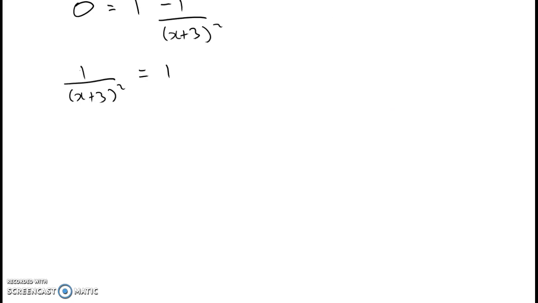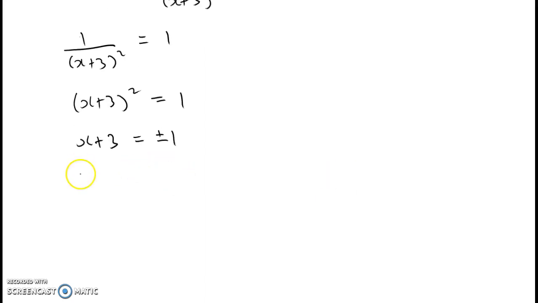Let's tidy that up a bit. We'll get (x + 3)² = 1. So if I multiply that with the 1 on the other side of the equal sign, then we'll get x + 3, square root both sides, equals plus or minus 1. So x is equal to minus 3 plus or minus 1. So we'll get x equals minus 2 and x equals minus 4.